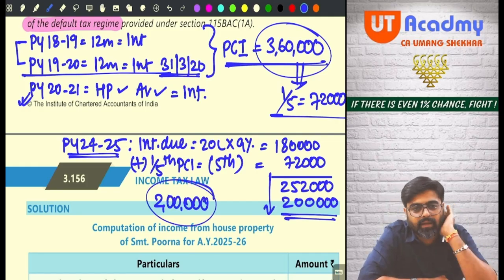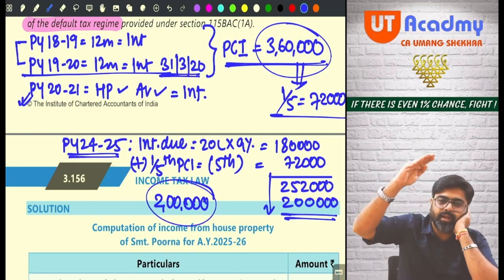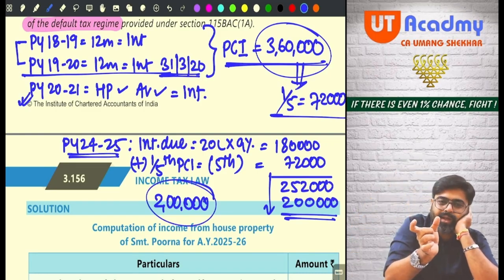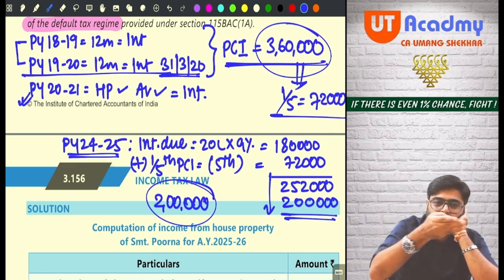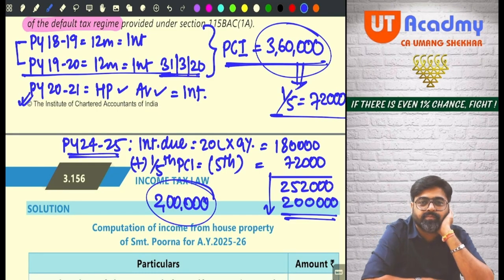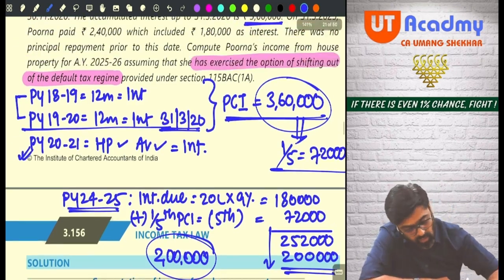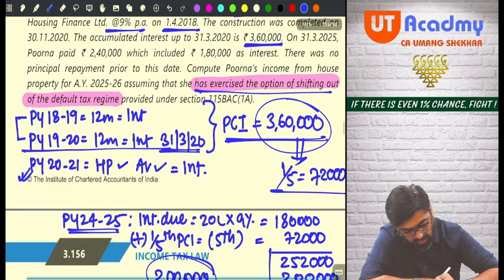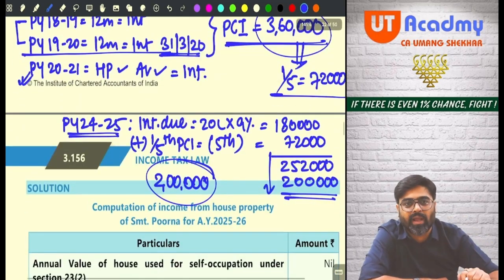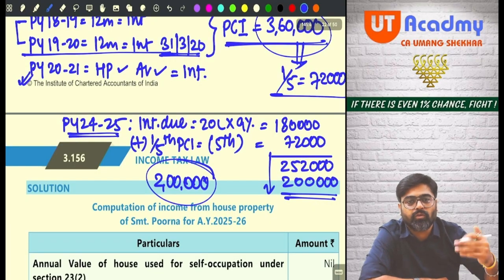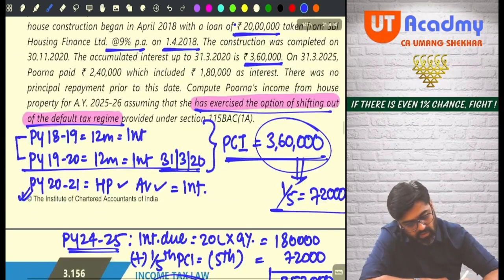And what will be the final income, you know? Nil, nil, nil, nil, nil, nil. 2 lakh. Loss of 2 lakhs. Because Purna's one SOP, Purna will claim it as exempt only. And since Purna is not following 115BAC, she is shifting out. She is going to get this deduction of 2 lakhs. So what will be the final income?